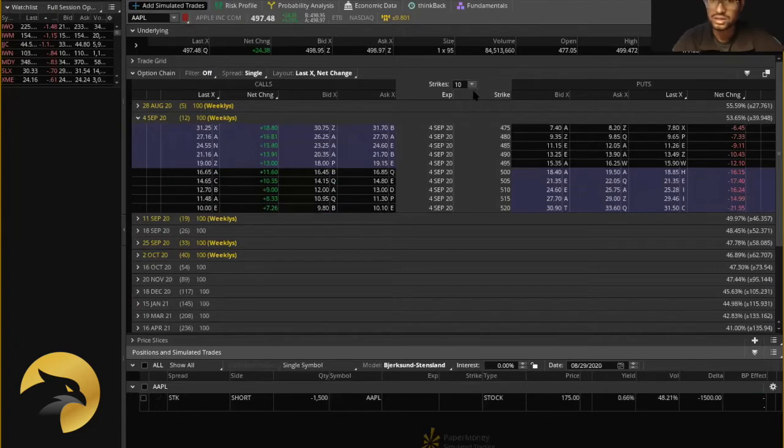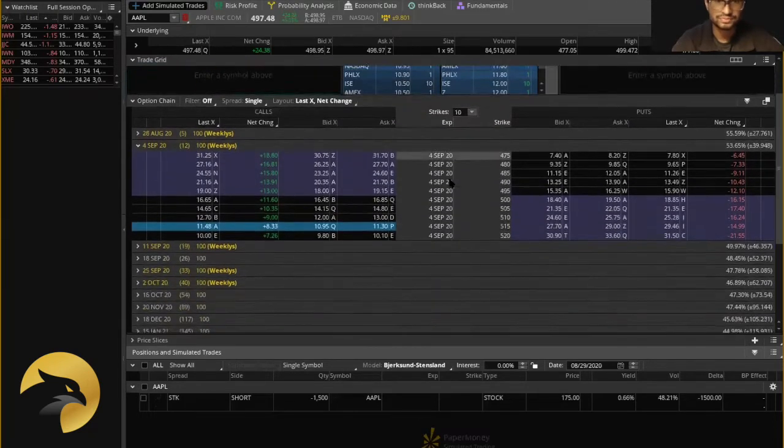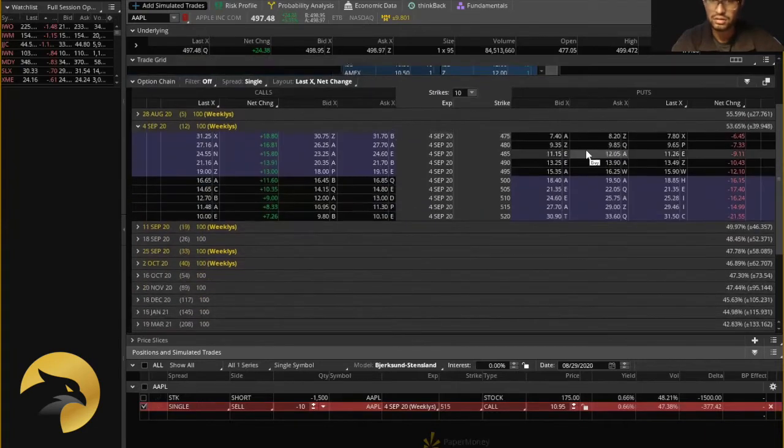And this is literally the same thing as the tab that we saw before with the trade tab. And I'll select out of the money strangle. So I'll select the 515 call. And I'll select the 485 put to create a strangle.